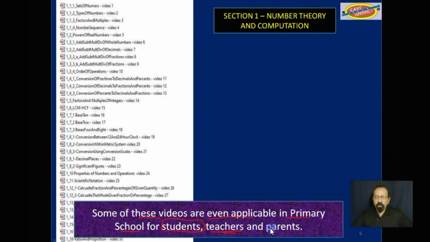And also, parents can use these videos, since sometimes many parents think that they don't know enough math to even help their children in primary school.